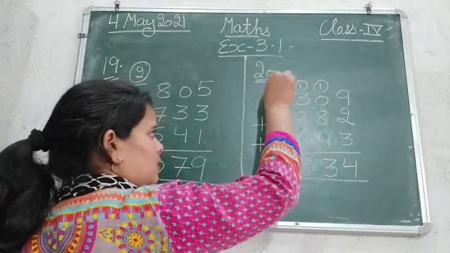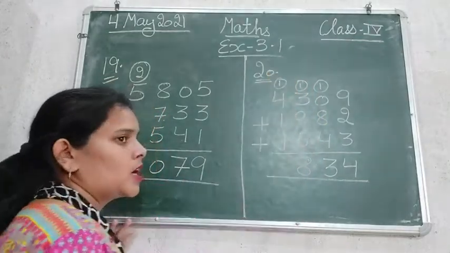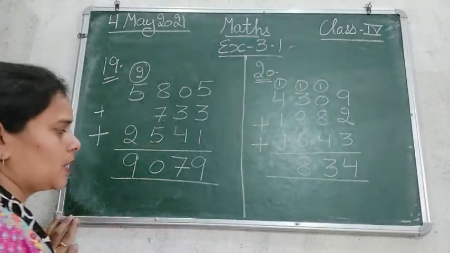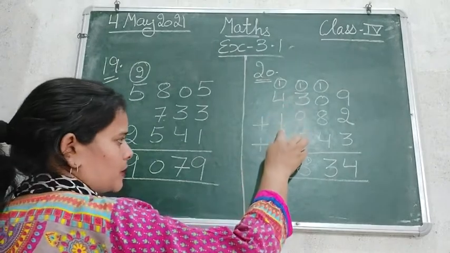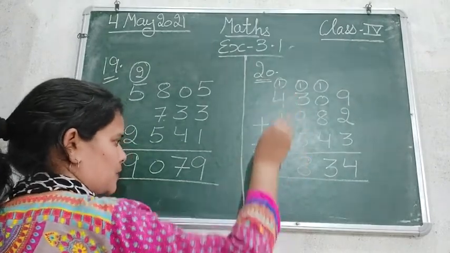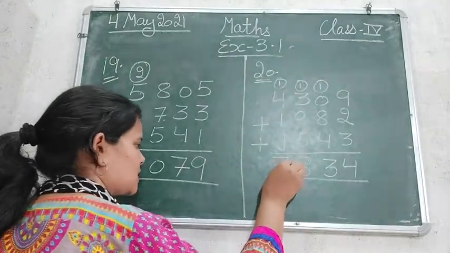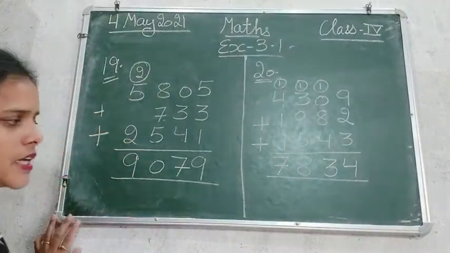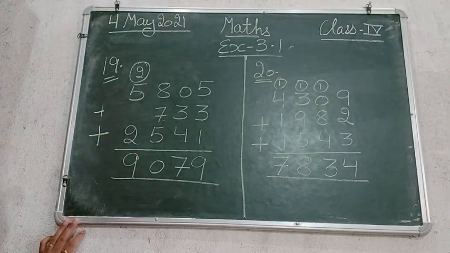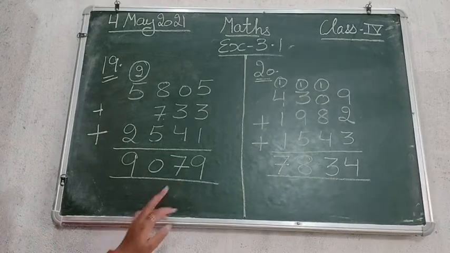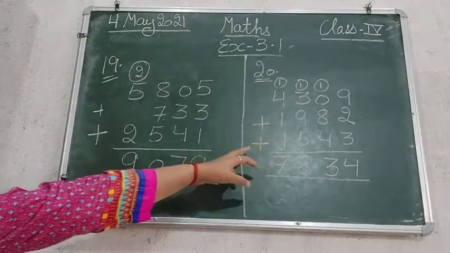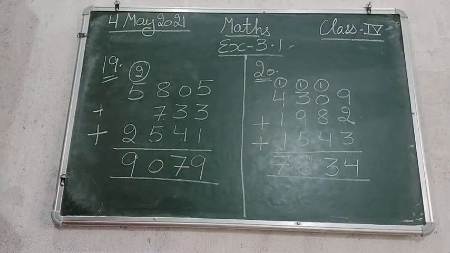8 will be here. 1 will be carried forward. Okay. Now let's add them. 4 plus 1, 5. Plus 1, 6. Plus 1, 7. So the answer is 7834. So after adding 4309, 1982, 1543, we got 7834.